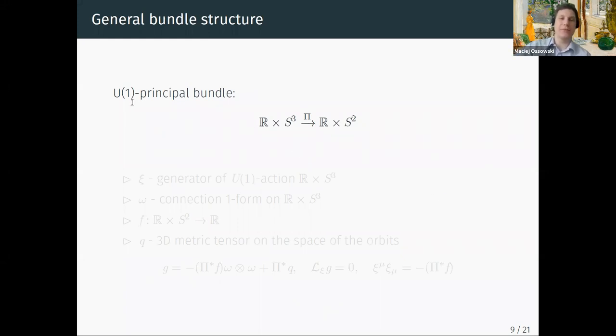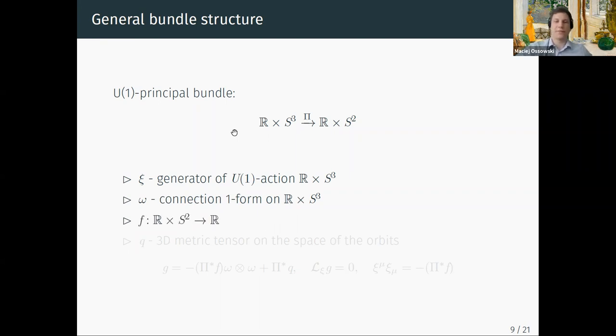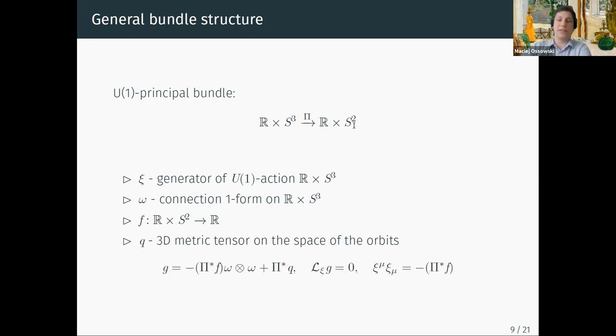Having learned the lessons from the Taub-NUT case, we want to extend this principal bundle structure to the Kerr-NUT-de Sitter spacetimes. And again, we look for a suitable decomposition and some suitable objects. So we need some Killing vector ξ, which will be the generator of the U(1) action on the spacetime. We need an analog of a connection one-form of this principal bundle, some function that can be seen as a lapse function for this metric, and of course the three-dimensional metric tensor on the space of the orbits, or in other words on the base space of this bundle. Together those objects will serve us in the suitable decomposition of this spacetime.